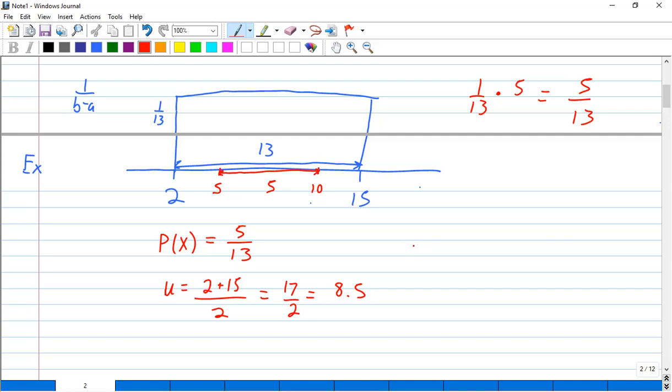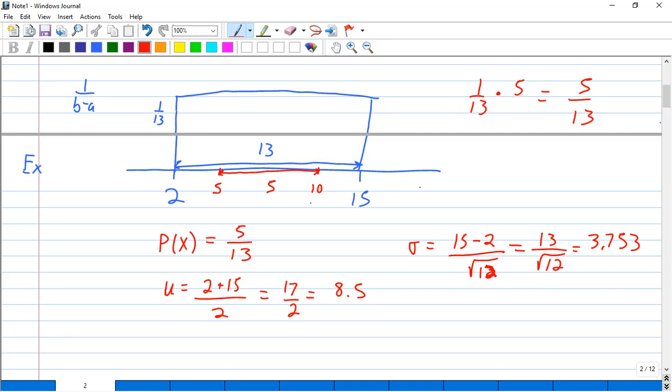And then lastly, what about the standard deviation? That's B minus A divided by the square root of 12. So B is 15 minus A, 2, divided by the square root of 12. So that's 13 divided by the square root of 12. Or if you do that in a calculator, you'll get about 3.753 minutes.